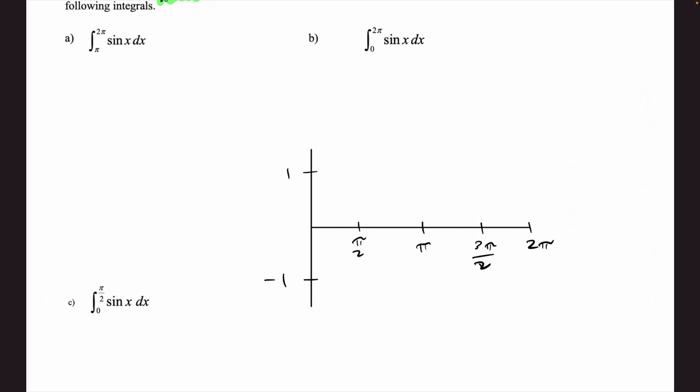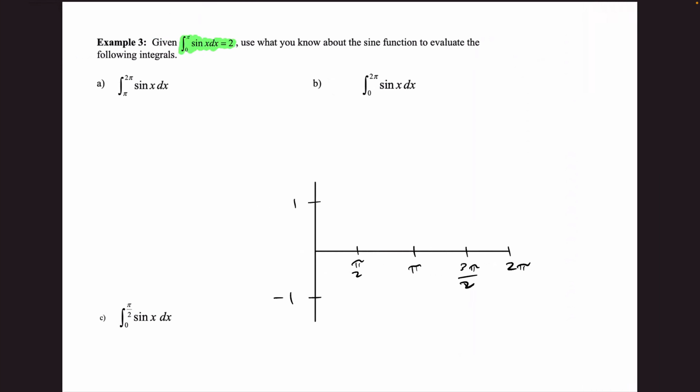Okay, so sine of 0 is 0. Pi over 2, sine of pi over 2 is positive 1. Sine of pi is 0 again. Then we go to the negatives, right? And then we finish one cycle at 0.